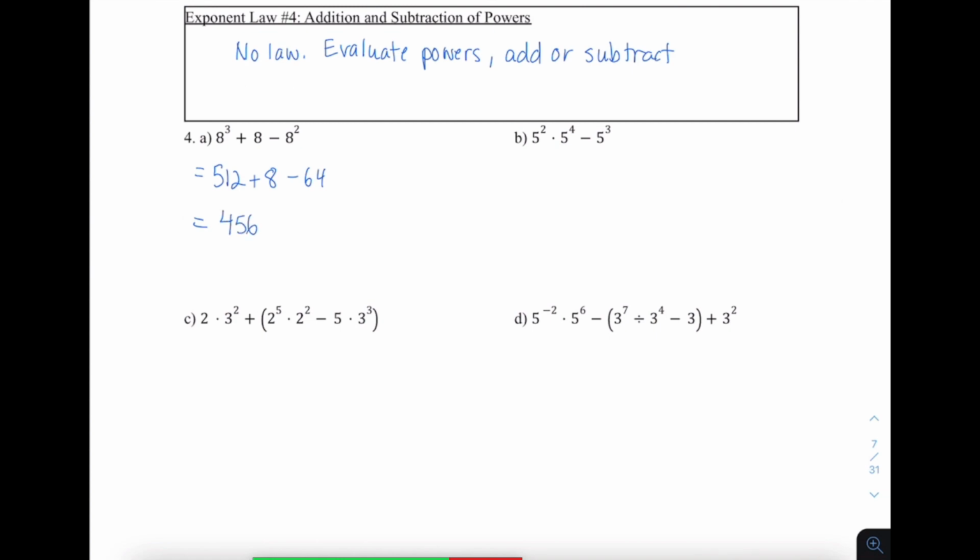Now here, this is not a trick. I can actually use a rule there because this is multiplication of powers. So 5 to the power of 6 subtract 5 to the power of 3, but I cannot use a rule there. I have to actually go to my calculator and figure this out. All right, let's look at the next one.